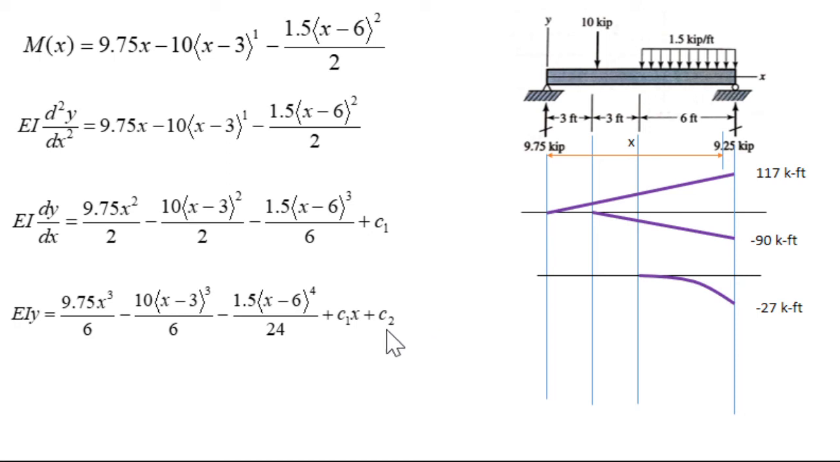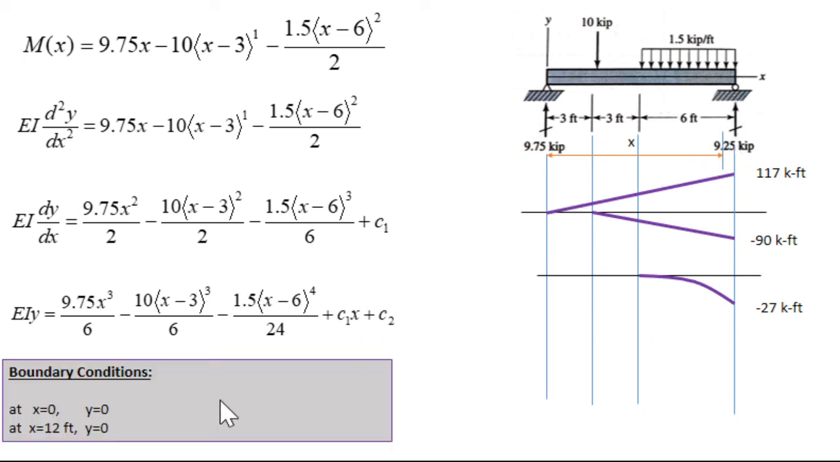So what are the boundary conditions? We are measuring x from here, from the left support. At x equals 0, deflection is 0. Similarly, at x equals 12, deflection is 0. So our two boundary conditions are this. At x equals 0, y equals 0. At x equals 12, y equals 0. Now, if you apply these boundary conditions, you can give the names: this is equation 1 and equation 2.